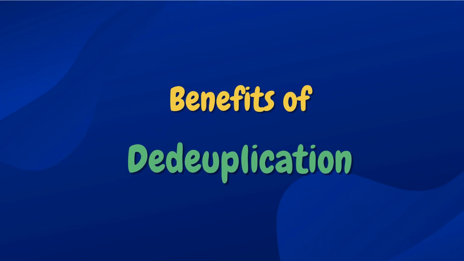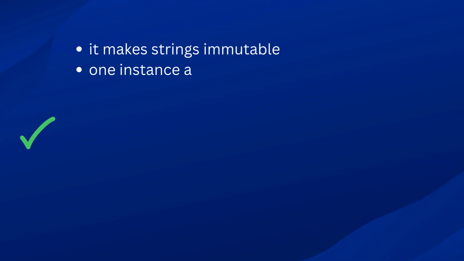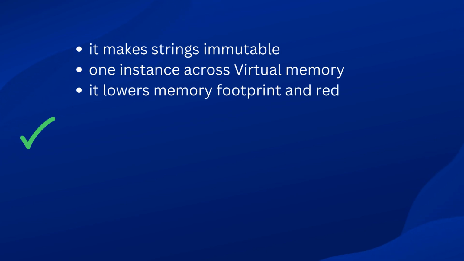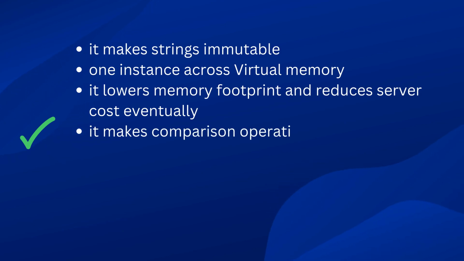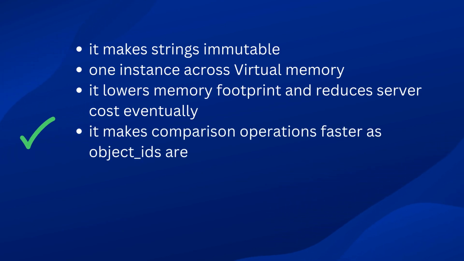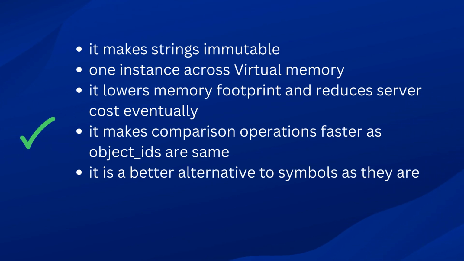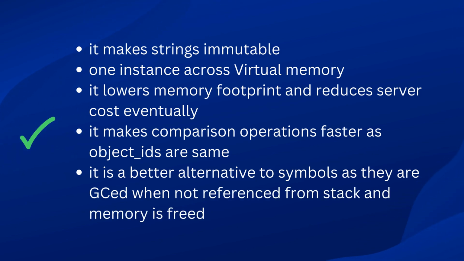Benefits of deduplication using -string or dedup methods. It makes strings immutable, one instance across virtual memory. It lowers memory footprint and reduces server cost eventually. It makes comparison operation faster as object IDs are same. It is a better alternative to symbols as they are garbage collected when not referenced from stack and memory is freed. It improves garbage collection time.